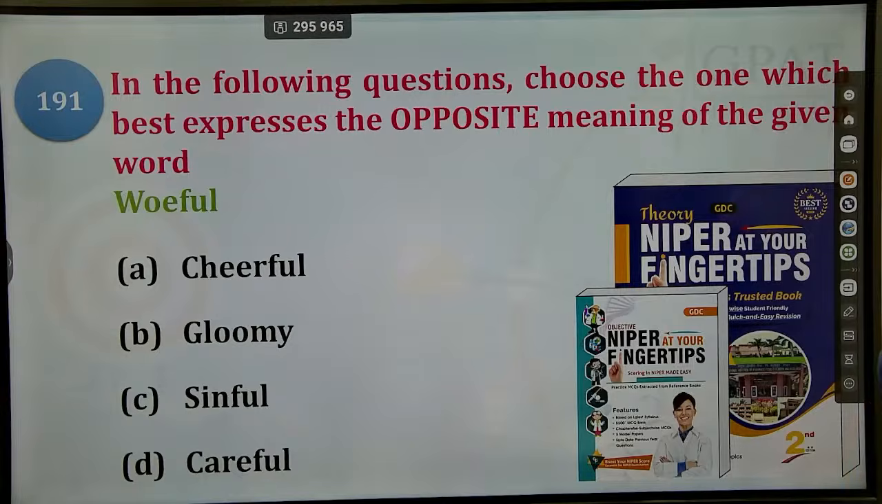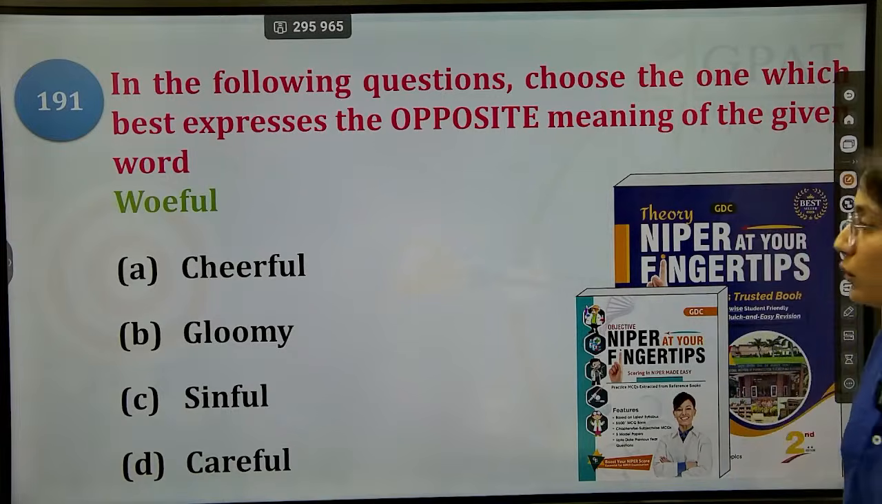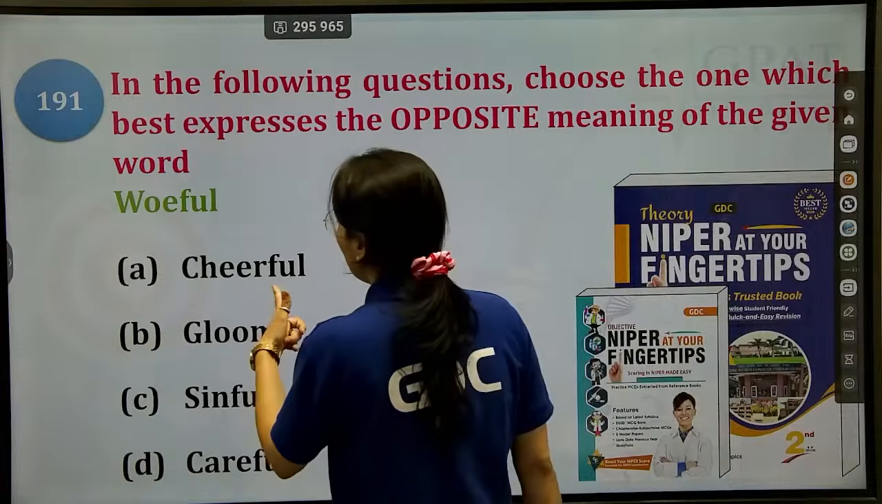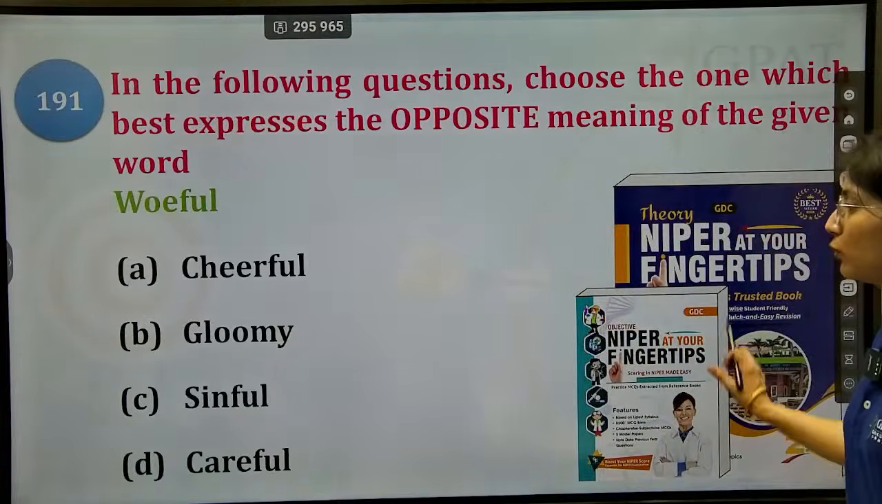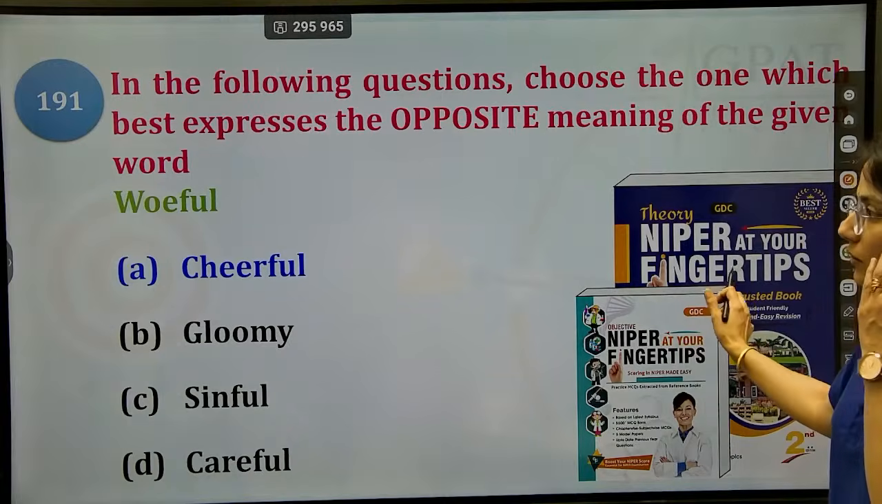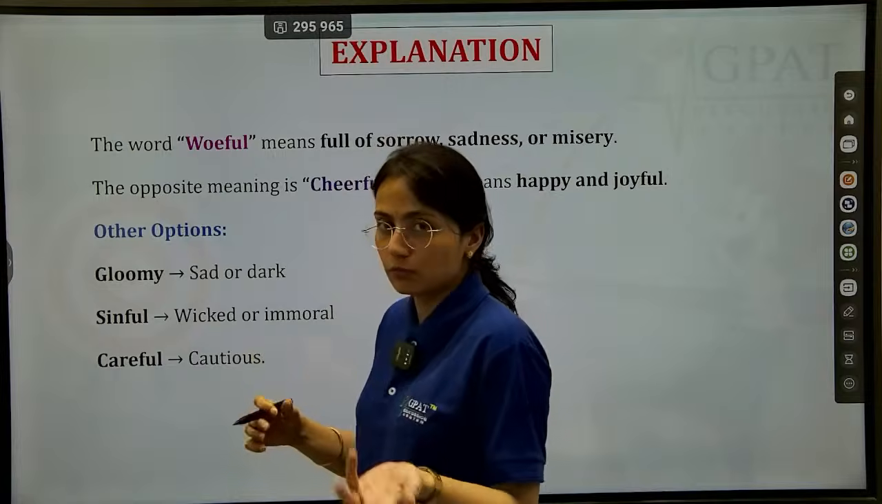So woeful is characterized by sorrow or misery. Okay, sorrow, misery. So you have 4 options: cheerful, not the answer; gloomy, sinful, careful. So the answer is what? That is cheerful. Okay, we have to give the opposite. So opposite what? That is cheerful.